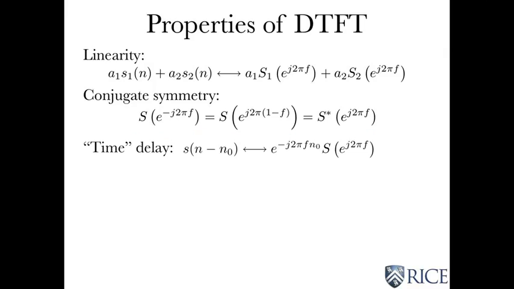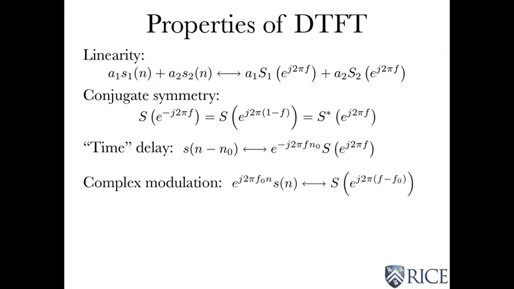So the old time delay formula still works. If you delay a signal by n0 indices, samples if you will, that's the same as multiplying the spectrum by a complex exponential having the delay up there. And the other way around, if you multiply by a complex exponential in the time domain, that's the same as shifting the spectrum in the frequency domain by the frequency of the complex modulation.